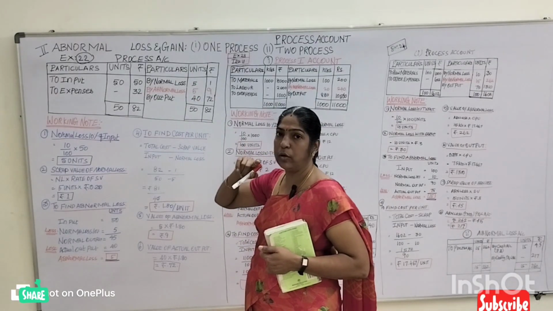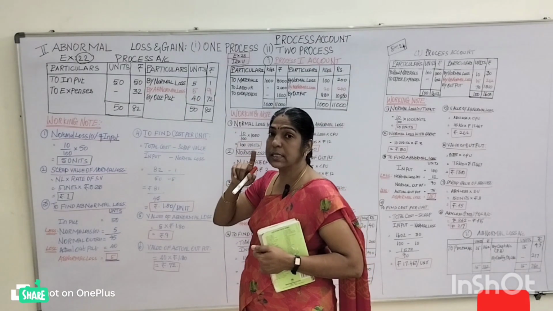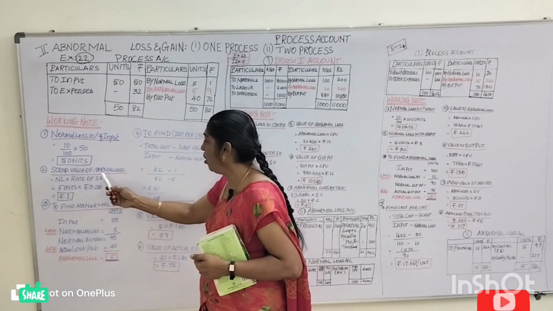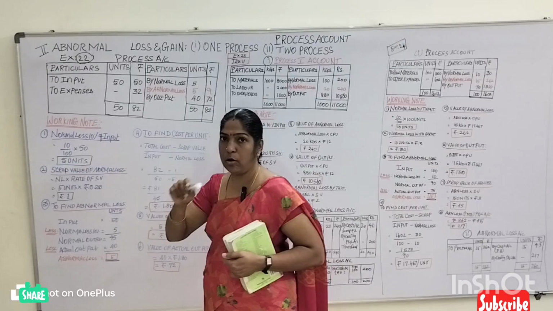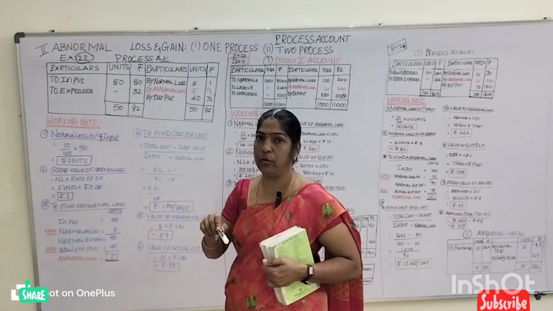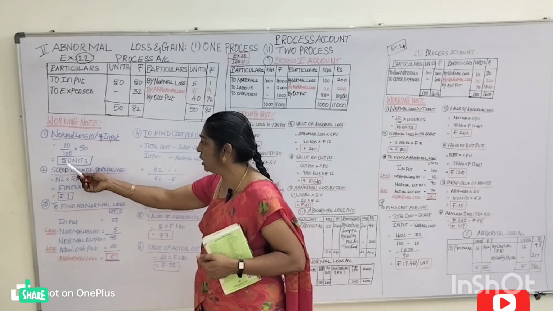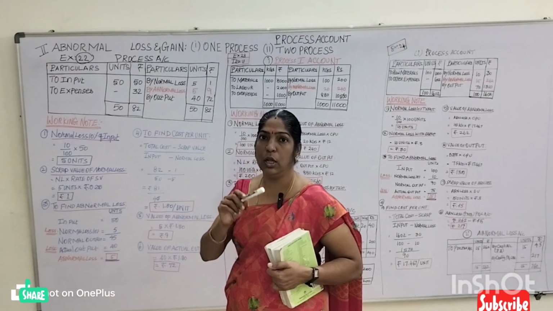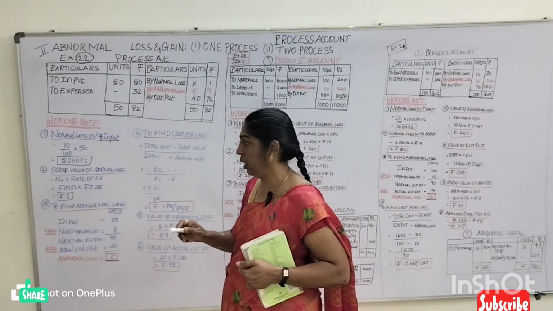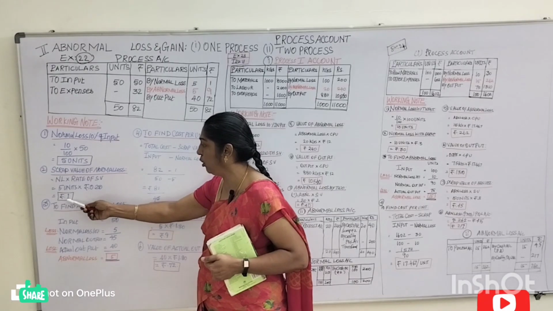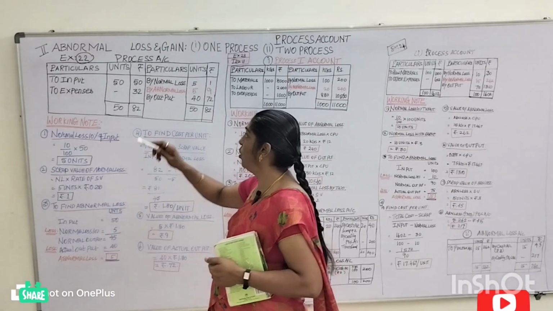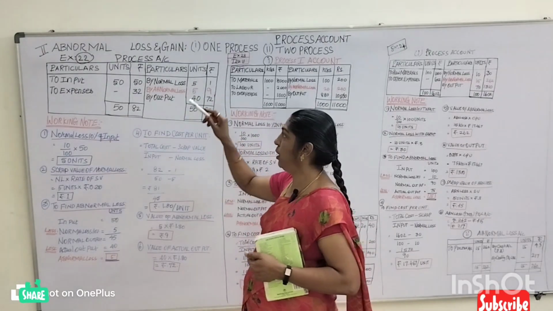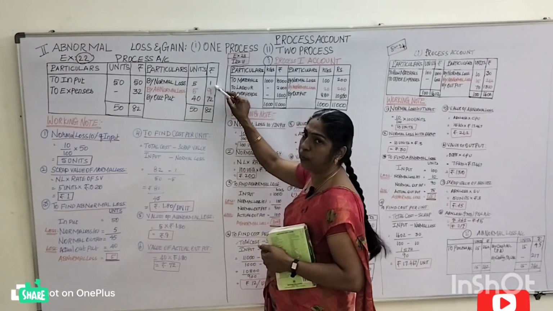Then we are going to find out the scrap value of normal loss. What is the format? Normal loss into rate of scrap value. Normal loss we found is 5 units, right? What is the scrap value they have given in the question? 20 paise each. So 20 paise into 5 units, you will get 1 rupee. The scrap value for normal loss of 5 units is 1 rupee, which we enter in the amount column.